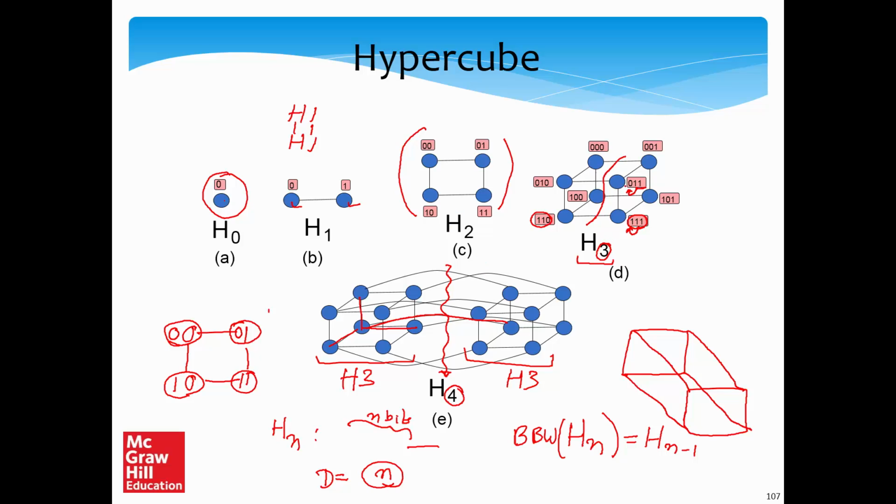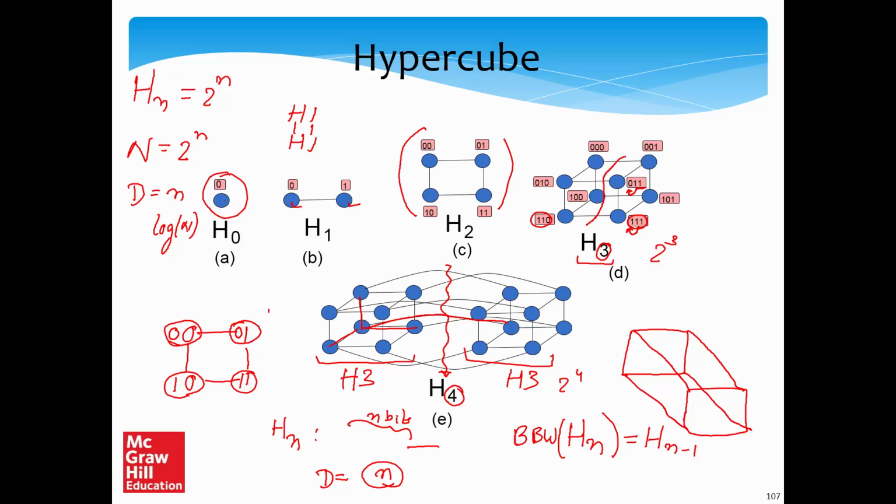A hypercube of order 3 has 2 to the power 3 nodes, and a hypercube of order 4 has 2 to the power 4 nodes. So a hypercube of order n has 2 to the power n nodes. If I say that capital N is equal to 2 to the power n, then the diameter, which we computed to be n, is actually log of the number of nodes.